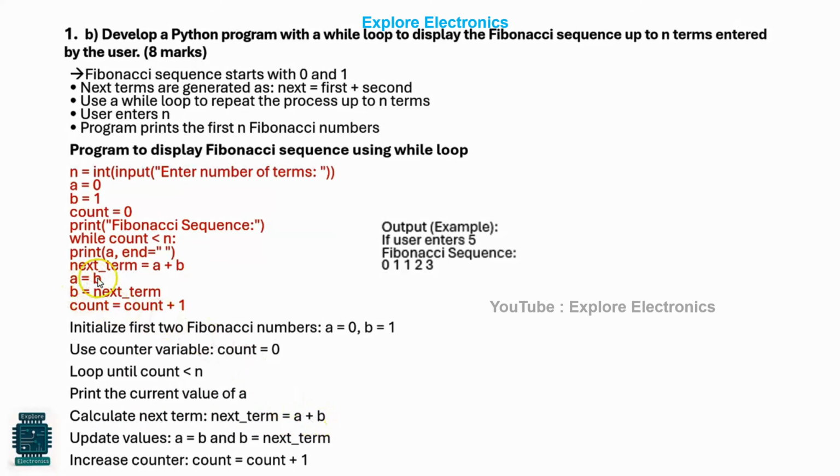Clear? After that, a is equal to b, that is it will update the value: a is equal to b and b is equal to next term, and count is equal to count plus 1. It will keep on increasing the counter. Here the output we will get, for example, if the user enters 5, the Fibonacci sequence is 0, 1, 1, 2 and 3. Clear with this?